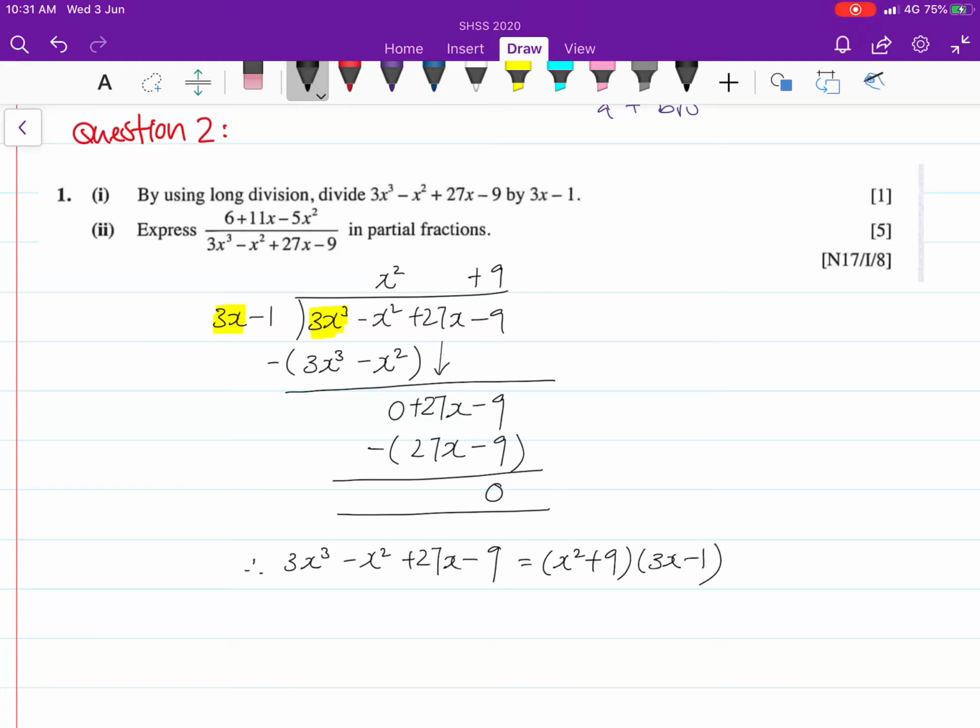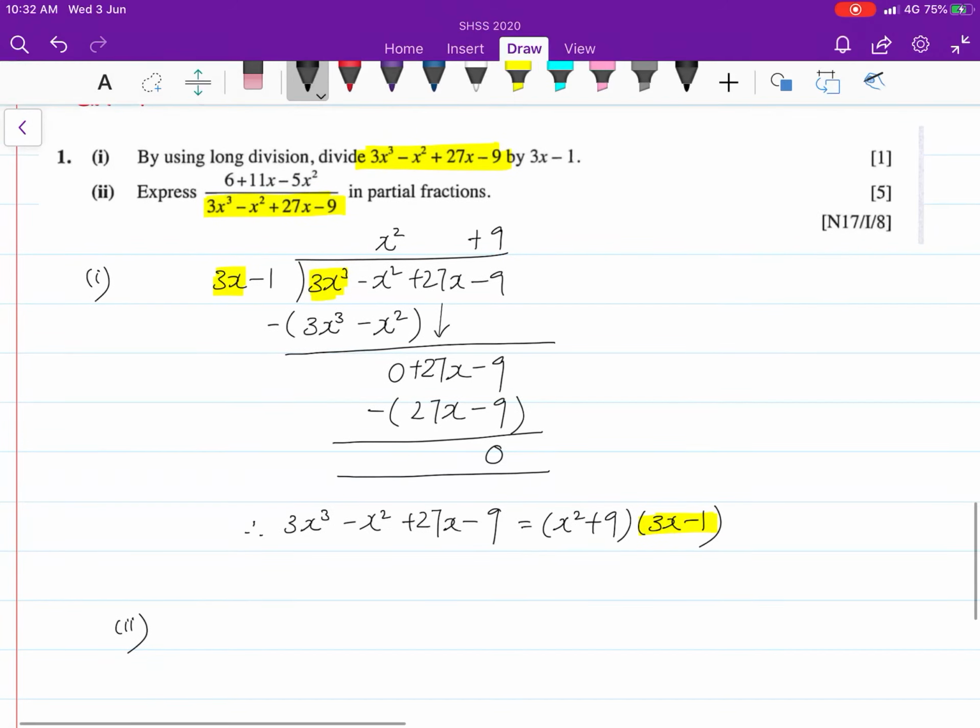Alright, so this is part 1. Part 2. Express these entire fractions in partial fractions. If you realize, this denominator here, 3x cubed minus x squared plus 27x minus 9, is this one. And you have already found a factor, which is 3x minus 1. Okay, you have already factorized it.